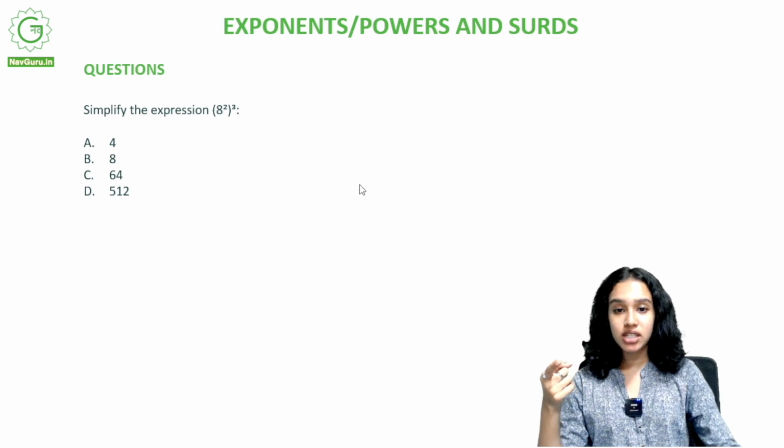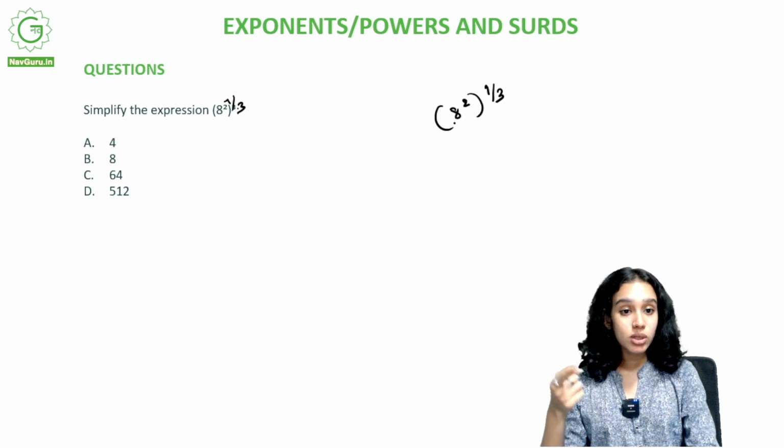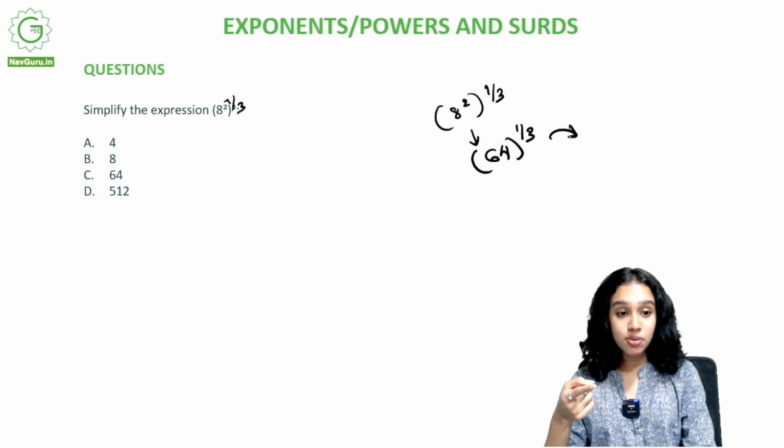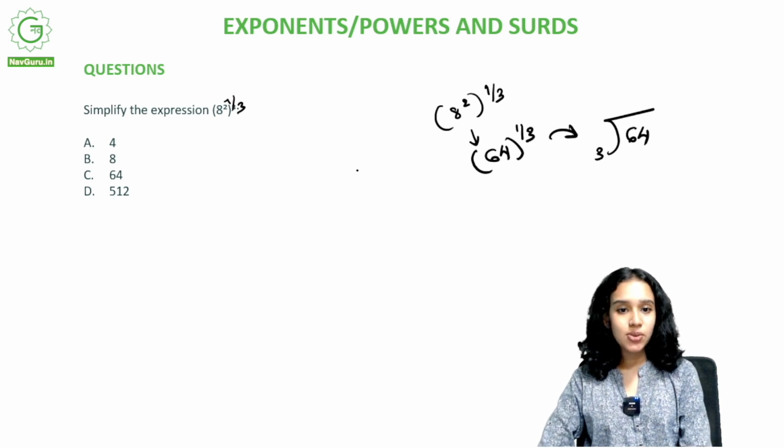Simplify the expression 8 square raised to 1 by 3. It's 1 by 3, so it's 8 square raised to 1 by 3. What do we do here? What is 8 square? It's 64 raised to 1 by 3, which means to take the cube root of 64. Now what is the cube root of 64? Let's find it out by prime factorization.